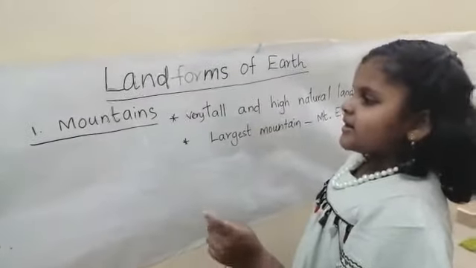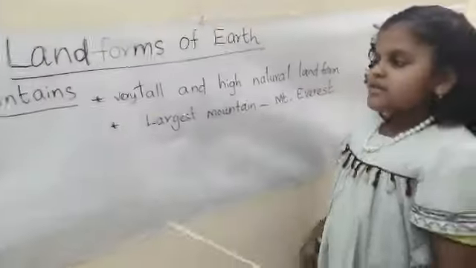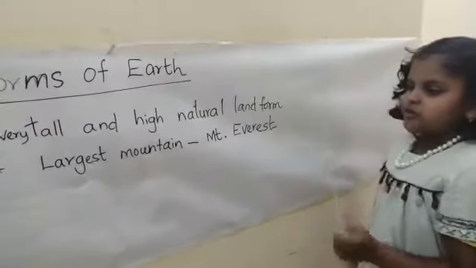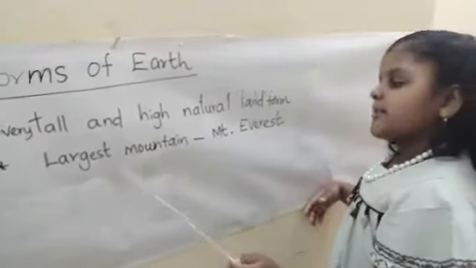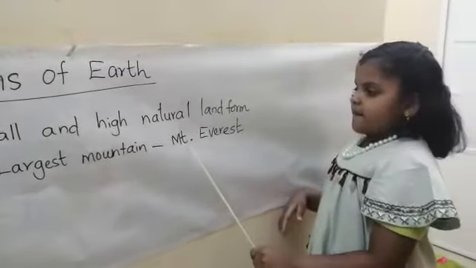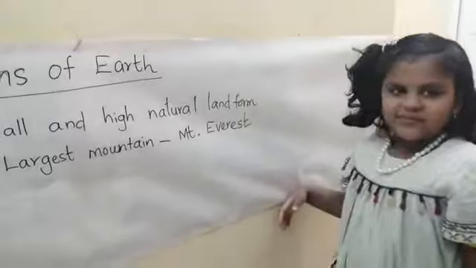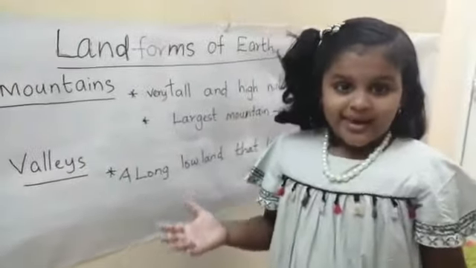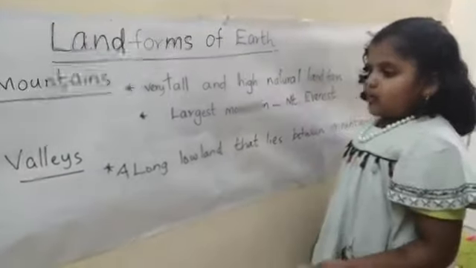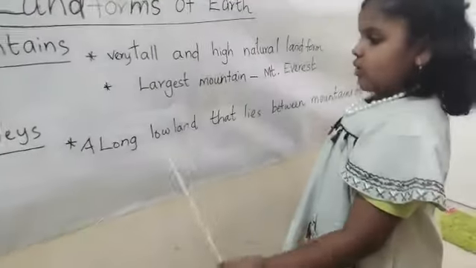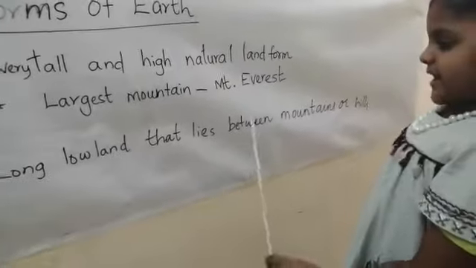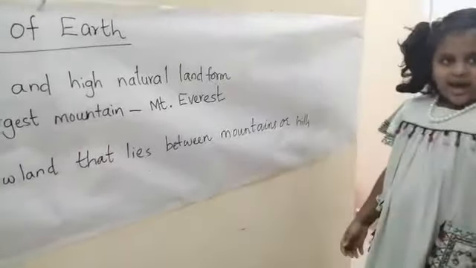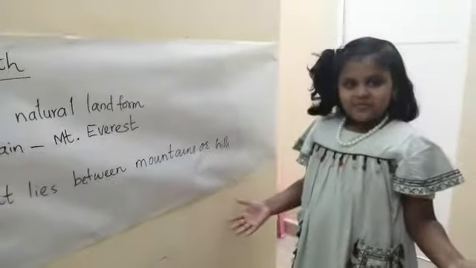Number 1, mountains. Mountains are very tall and high natural landforms on the Earth. The largest mountain in the world is Mount Everest. Number 2, valleys. Do you know what are valleys? A long low land that lies between mountains or hills is called a valley.